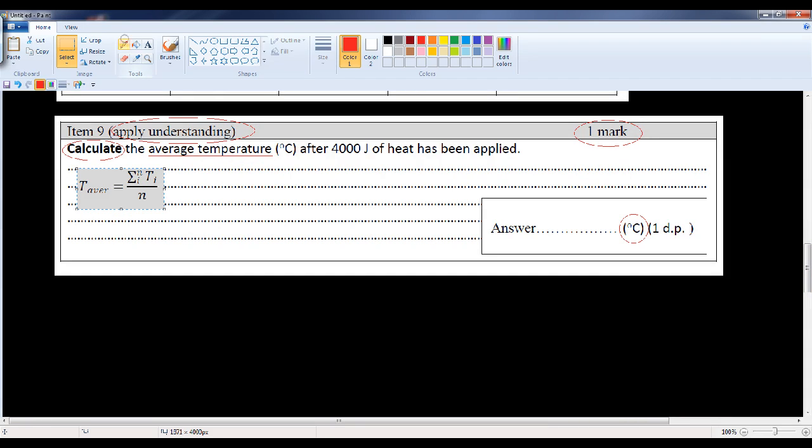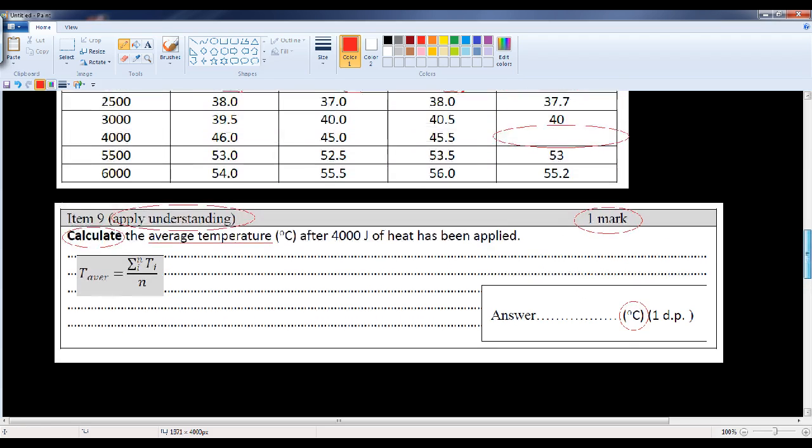So that's why it's called applied understanding, because you apply the formula to show you understand how to get the answer. So we're going to use this formula. What do we need to fill into this formula? You see that in the numerator there's a summation sign for multiple temperatures. So there are more than one temperature. Why are there more than one temperature?